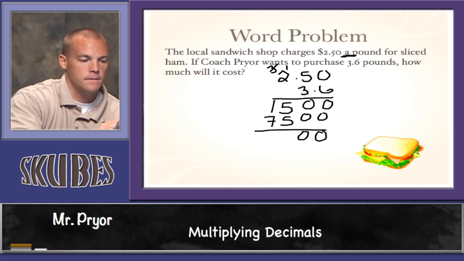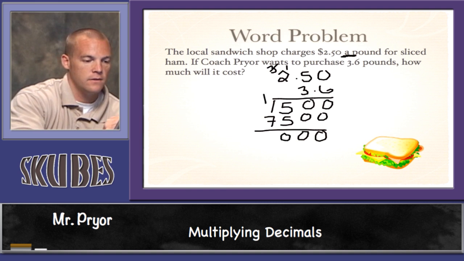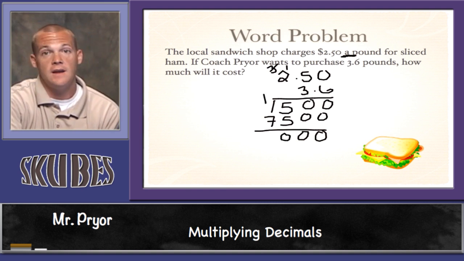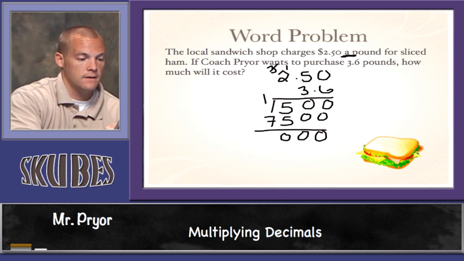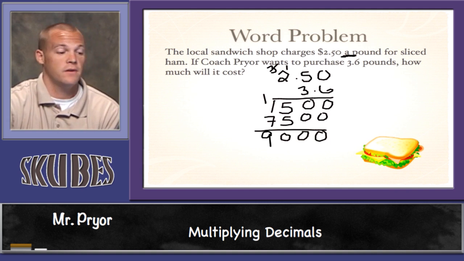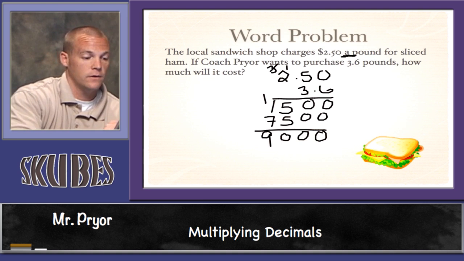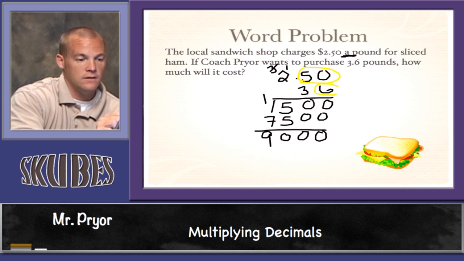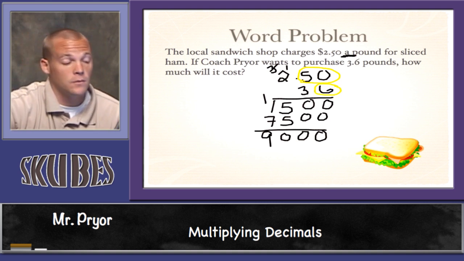And we're adding here. 5 and 5 is 10. Carry the 1. 7 plus 1 is 8, plus 1 more is 9. So again, I'm not spending $9,000. We need to figure out how many places to move the decimal. So if you look at our original decimals here, there's 2 digits in 250, and there's 1 digit after the decimal. Again, that's what we're looking for.